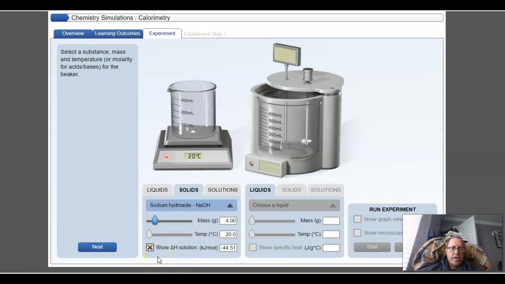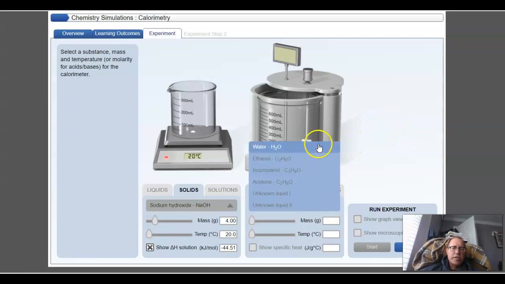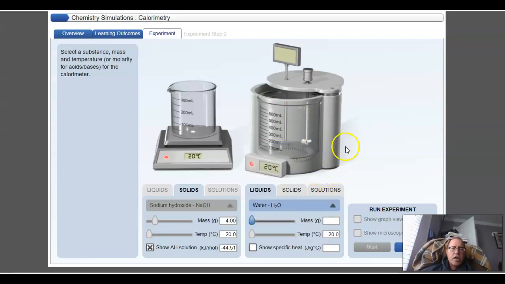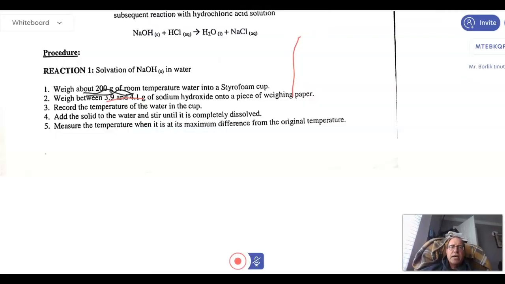It's neither here nor there. All right. And then go ahead after you get your 4 grams, hit next. All right, then what we'll do here is put our water in there into the calorimeter. All right, and we want to have 200 grams of water. Well, again, the density of water is 1 gram per milliliter, so we know that's the same as 200 milliliters.